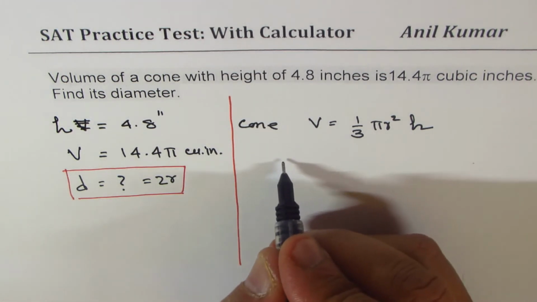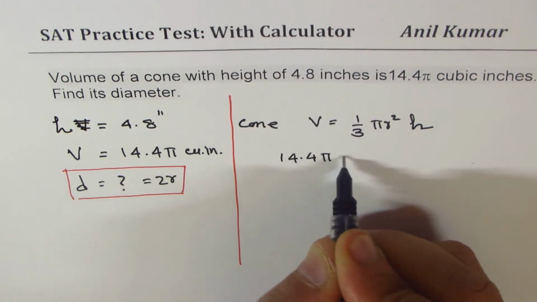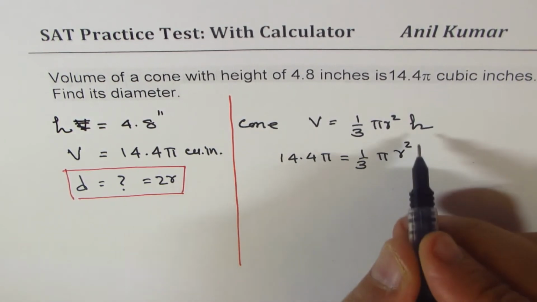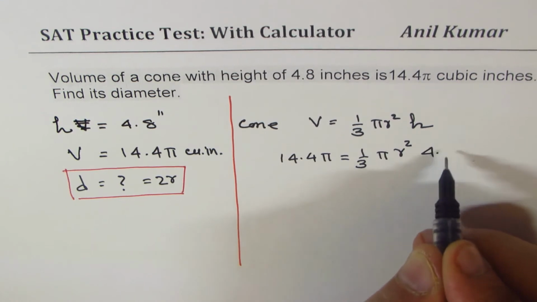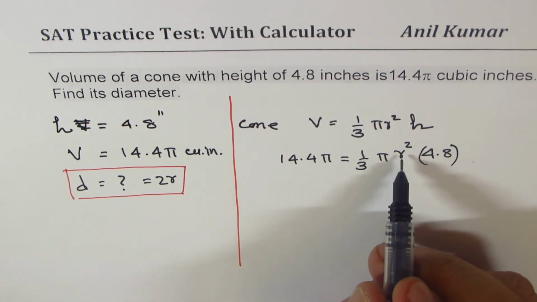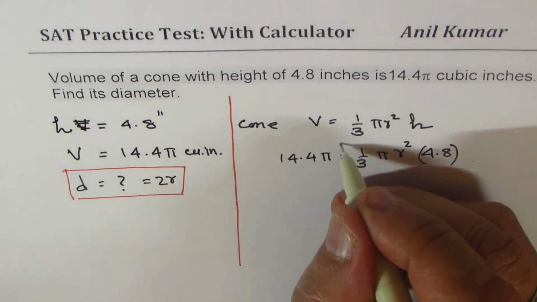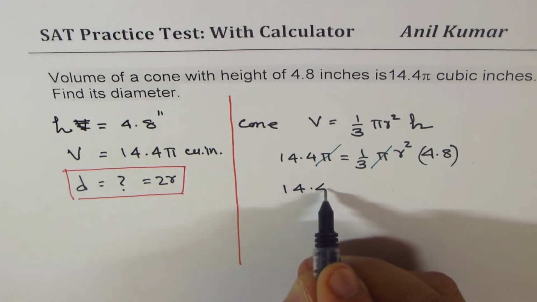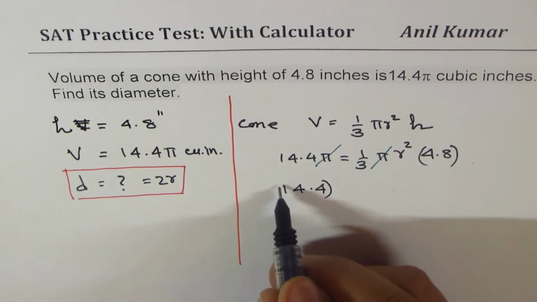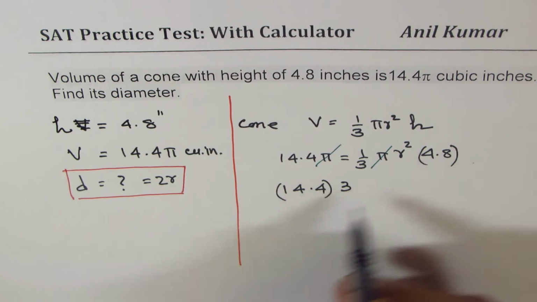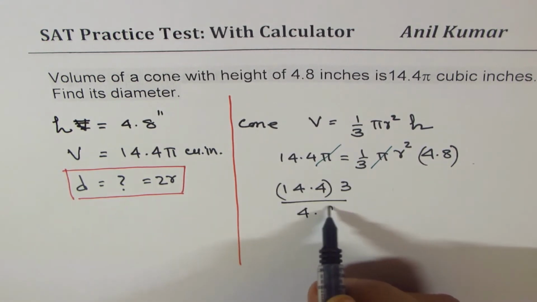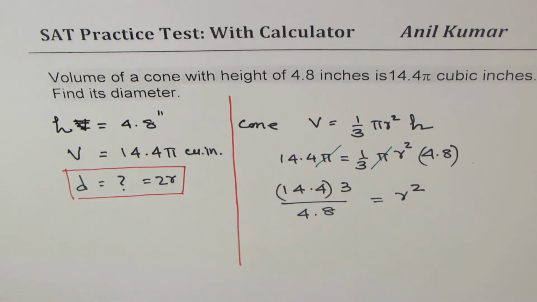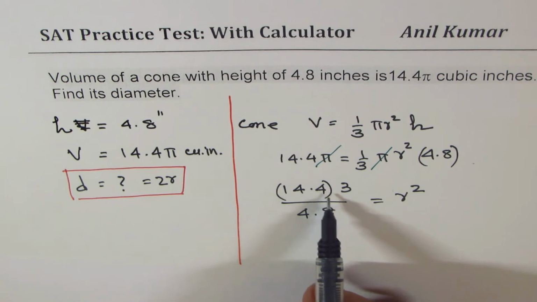Volume 14.4 pi equals 1/3 of pi, radius we don't know, we have to find, and height is 4.8. Let us isolate radius. We can cancel off the pi terms. So we get 14.4, we'll multiply by 3 and divide by 4.8, which equals r square, correct?